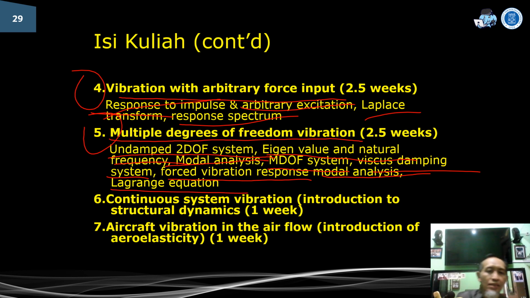And sixth, we will talk about continuous system vibration. It's an introduction to structural dynamics. It will take about 1 week. And then the last one is aircraft vibration in the airflow. It's an introduction to aeroelasticity. It will take about 1 week.